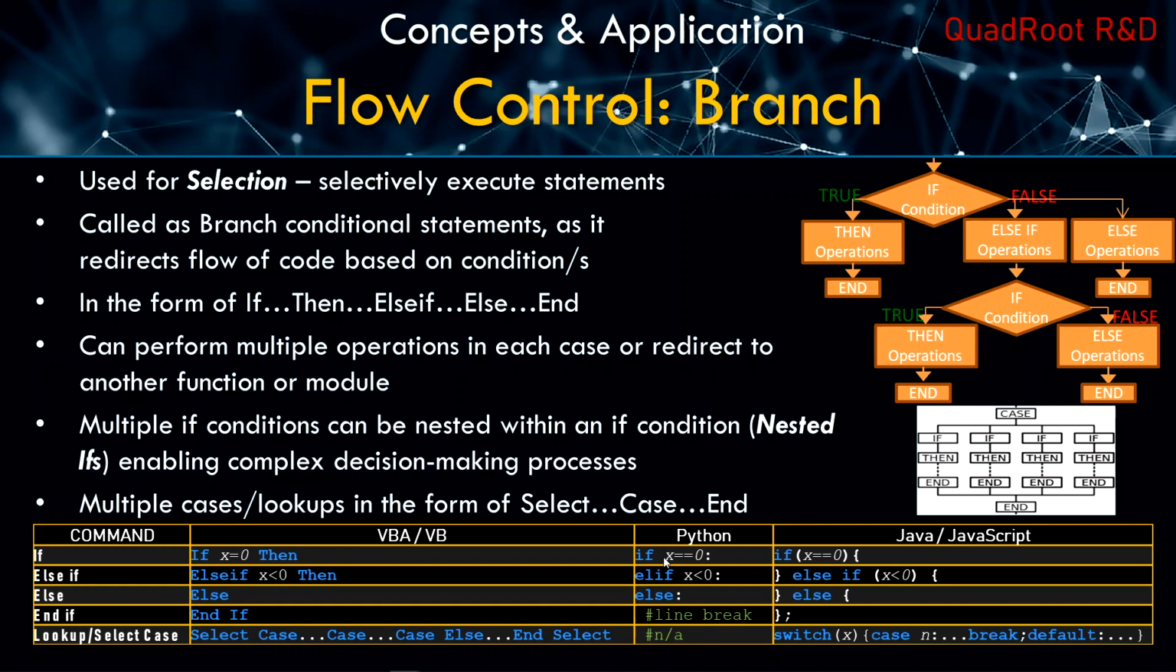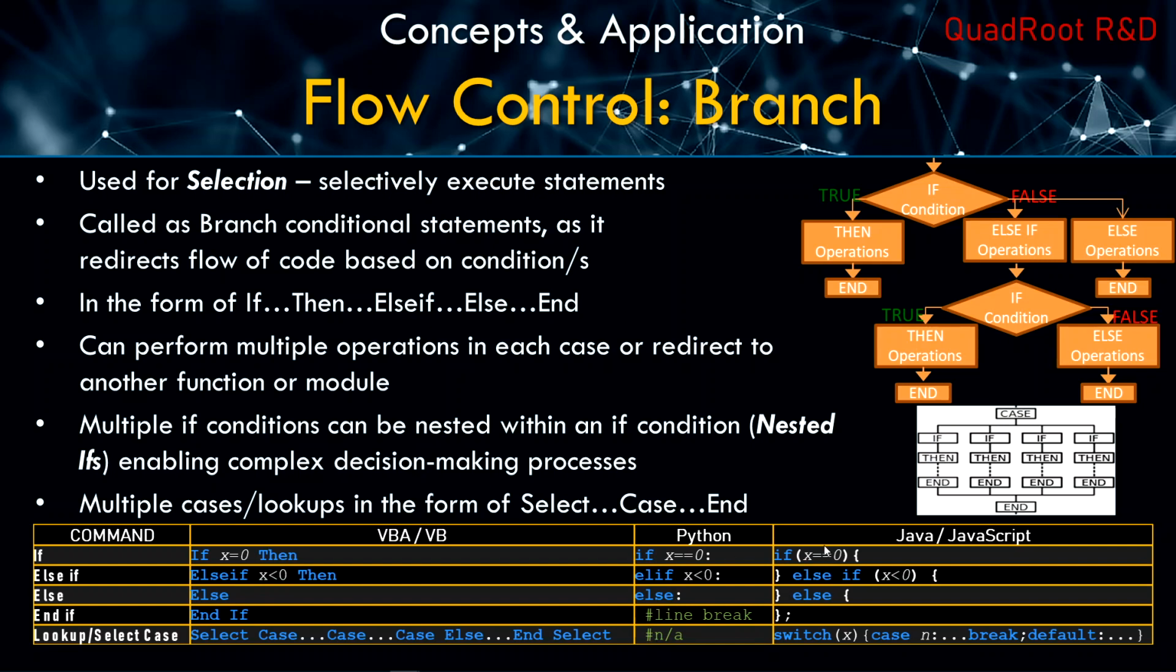Now in Python, it's if x equal to 0, colon, and everything else indented below that. Elif, so instead of else if, it's called elif, different condition, negative, then do these operations, else, colon, to the next operations. And then you come back to the same level to end your code. It's always better to keep a line space, but it's not mandatory.